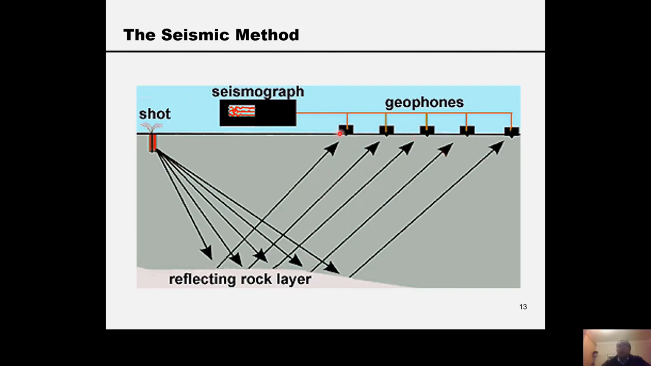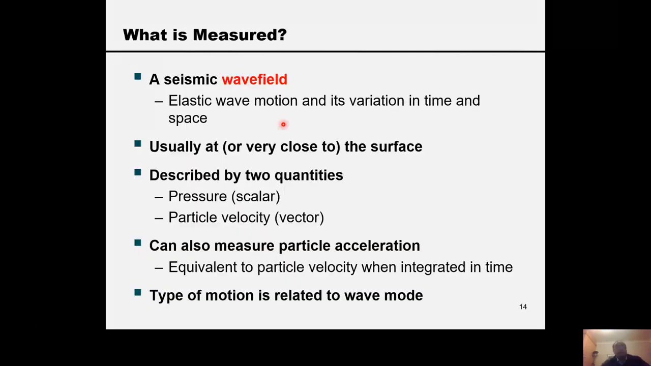And the receivers here record the signal and then transmit it to the recorder. And you plot the received data. You have a picture which is called a seismogram. That's the principle of seismic exploration. So what we actually measured at the surface.